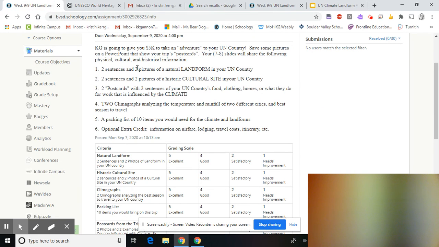Because the main part of the project today: 2 sentences, 2 pictures of a natural landform, 2 sentences, 2 pictures of a historic cultural landform, 2 postcards with 2 sentences of your UN country's food or clothing or homes or what they do for work that's influenced by climate, and then 2 climate graphs analyzing the temperature and rainfall of 2 cities to analyze the best season to travel, a packing list of 10 items you would need. Optional extra credit: information on airfare, lodging, travel costs, itinerary.